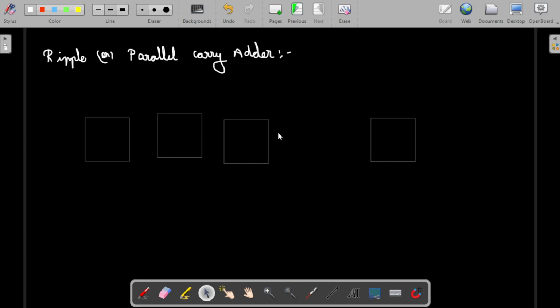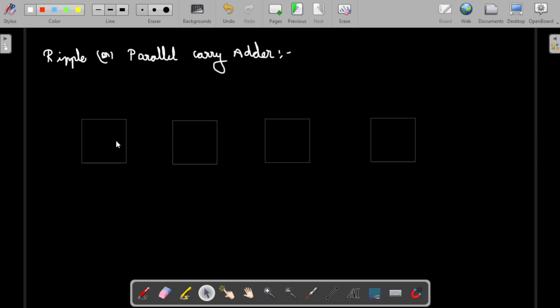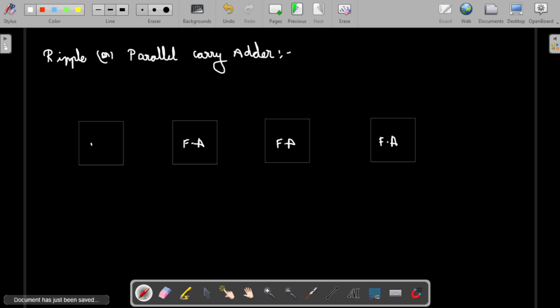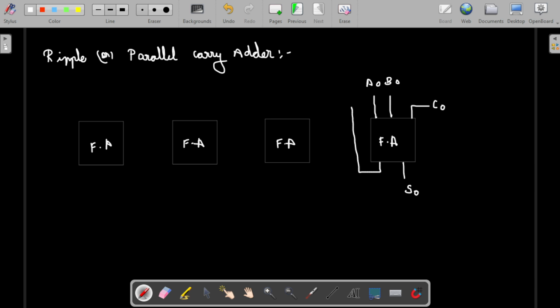Okay, so let me take it. Everything is a full adder, and each full adder requires 3 inputs. One is A0, B0, and this is Cin, meaning the previous carry. So that will be considered C0 in most cases. Here we will get S0 and this C1, which will be fed as input to the next one. So this is everything we know.